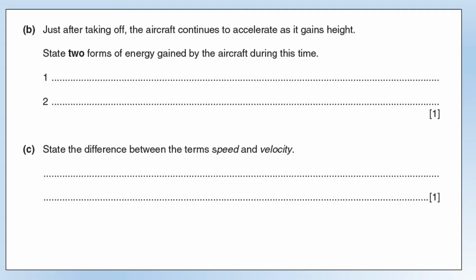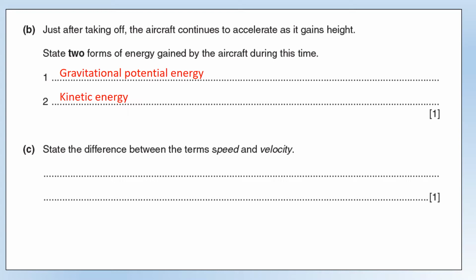So just after taking off, the aircraft continues to accelerate as it gains height. State the two forms of energy gained by the aircraft during this time. So the first one will be gravitational potential energy, because we can see that it's gaining height. And the other one is going to be kinetic energy, because it says it's accelerating.